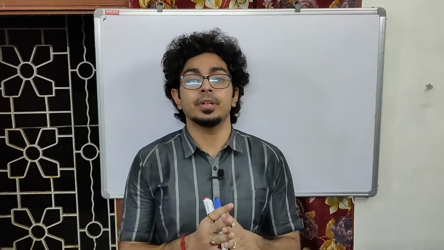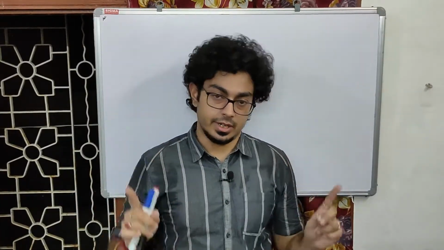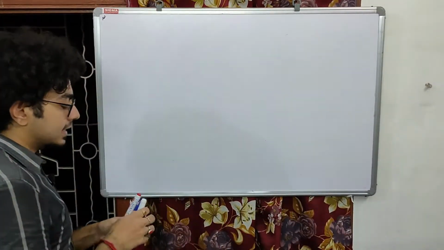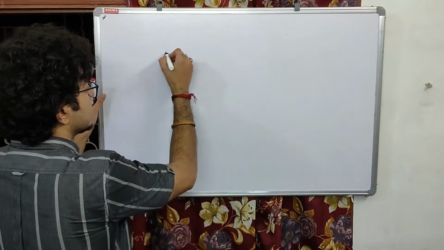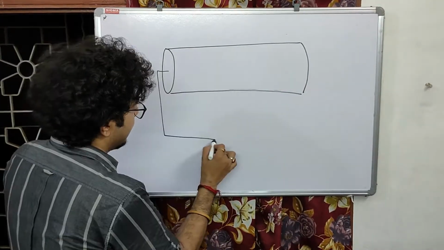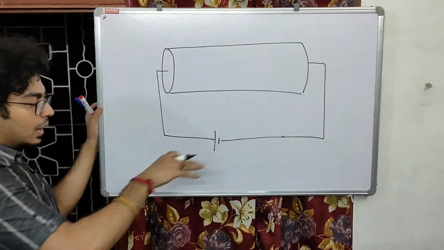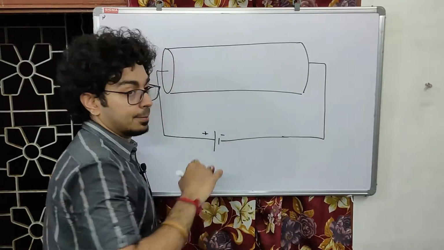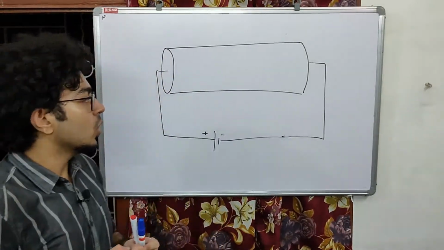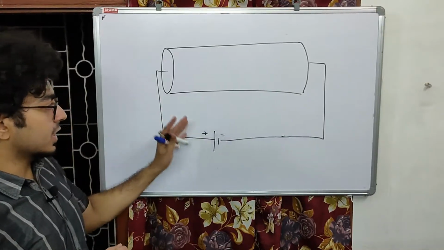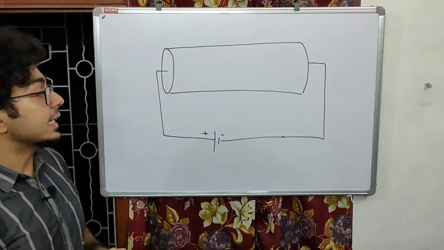Now what happens when you connect a battery to a conductor? First let us understand this part. Suppose this is a conductor. Now we connect a battery to this conductor. We are going to understand deep inside the conductor what is happening as soon as we connect the battery.